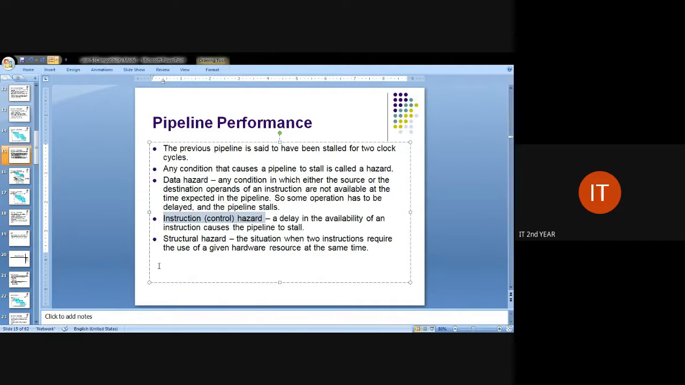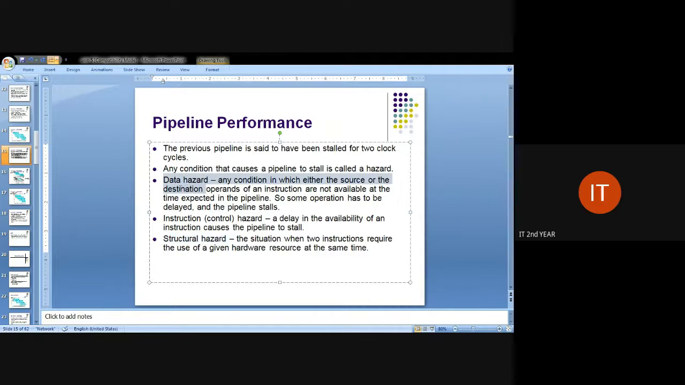The next one is structural hazard. The situation arises when 2 instructions require the use of the same given hardware resource at the same period of time. Suppose we are having 2 printers, and the 2 printers have to be accessed at the same particular time, then a situation called structural hazard arises. In such situations, we consider it a structural hazard.